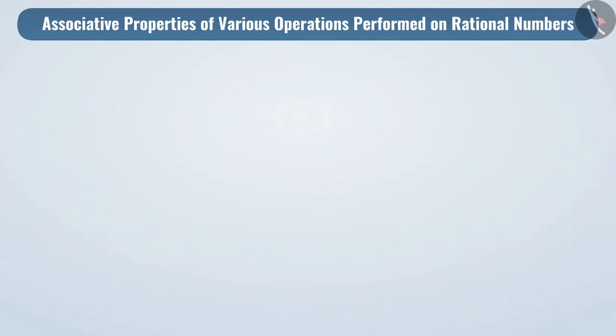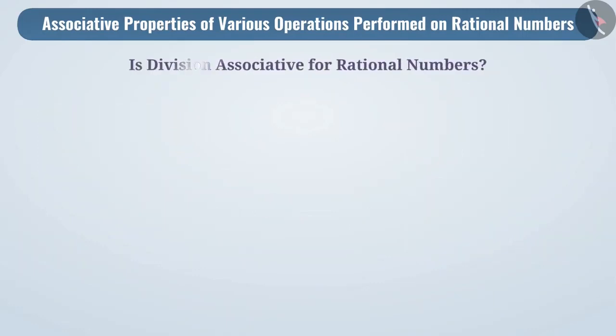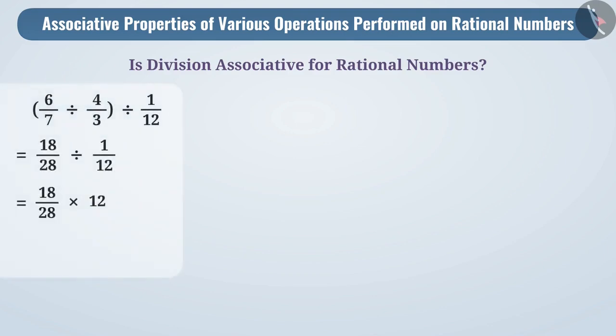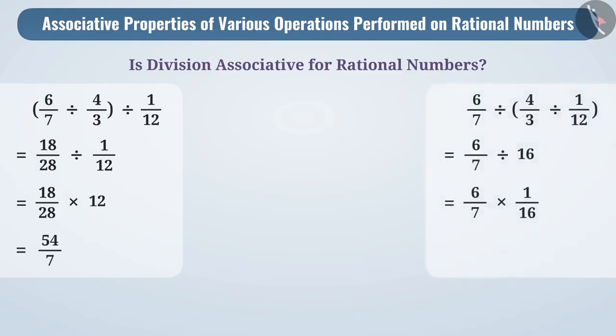Similarly, let us find out whether division is associative for rational numbers. If we simplify 6/7 divided by 4/3 divided by 1/12 in this way, the result will be 54/7. But if we simplify it in this way, we will get the result 3/56. In both cases, the result is not equal.